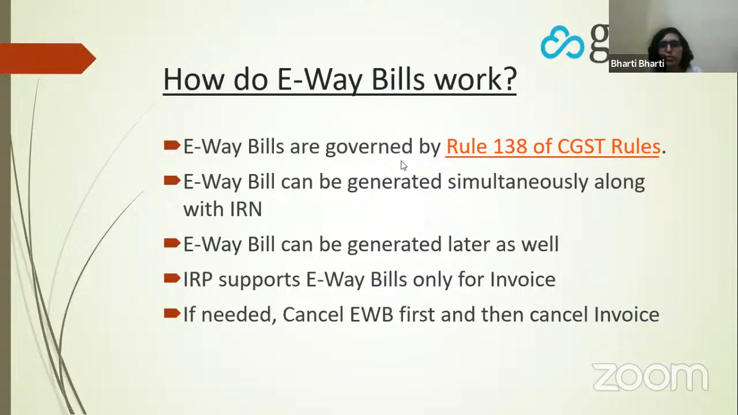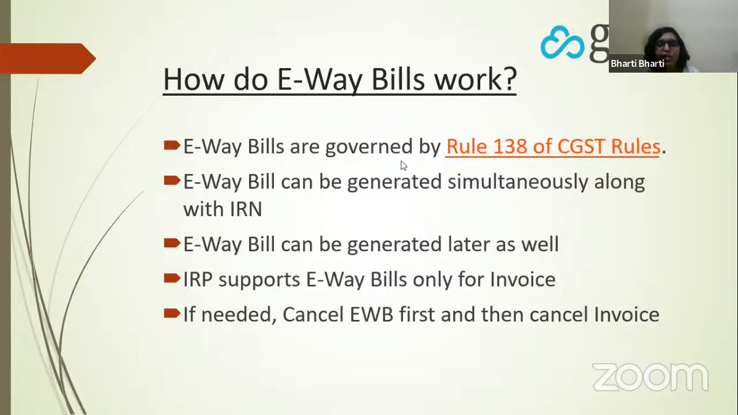How do E-Waybills work? E-Waybills are governed by Rule 138 of CGST rules. So the E-Waybill rules remain the same. E-Waybill can be generated simultaneously along with IRN, as I mentioned earlier. So along with invoice information, if you send the E-Waybill details, both will get generated simultaneously. Or using the IRN, the E-Waybill can be generated later.